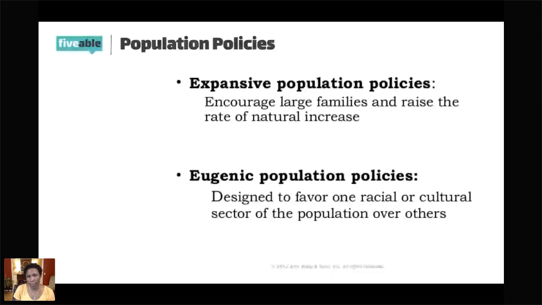And you should have learned about in your population and migration unit expansive population policies and eugenic population policies. And also neonatalist versus antinatalist population policies. So expansive policies would be those that encourage you to have children and to expand the population. And then there were eugenic population policies, which were designed to favor one racial or cultural sector of the population. So keep in mind, what are my countries that would have that?